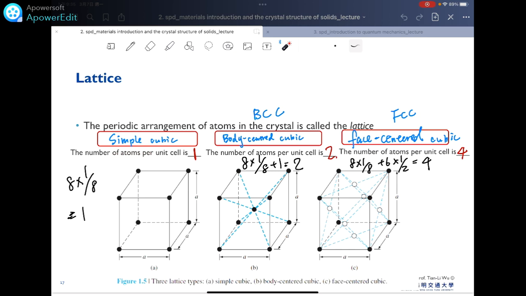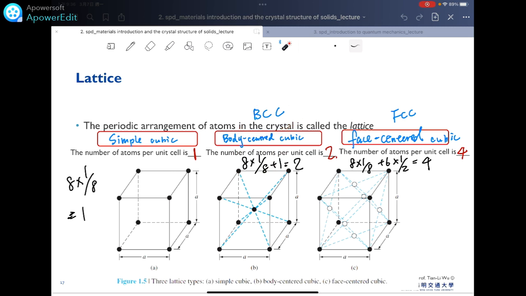And then we also have the body centered cubic. In the case of the body centered cubic, we also have the eight in the corners, but also one in the center. So the number of atoms inside this unit cell will be this plus an additional one, because we have one in the center. We call this a BCC.